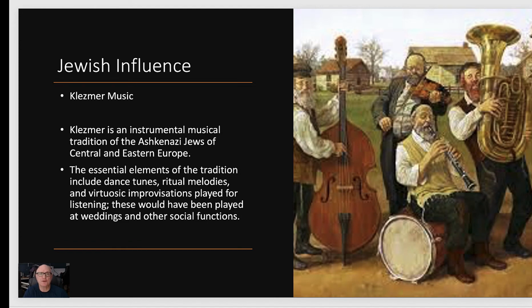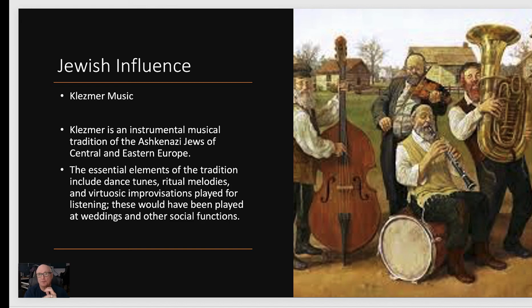And then the Jewish influence throughout this part of the world is profound and goes back at least 2,000 or more years. And it's called klezmer music. Now, klezmer is an instrumental musical style of the Ashkenazi Jews of Central and Eastern Europe. Now, you'll notice on this picture, there's a man playing a clarinet, and they have a tuba, a violin, a bass, and a drum. Well, these are dance tunes, ritual melodies, and incredible improvisation, making up things on the fly that are played for listening and played for weddings and other social functions.